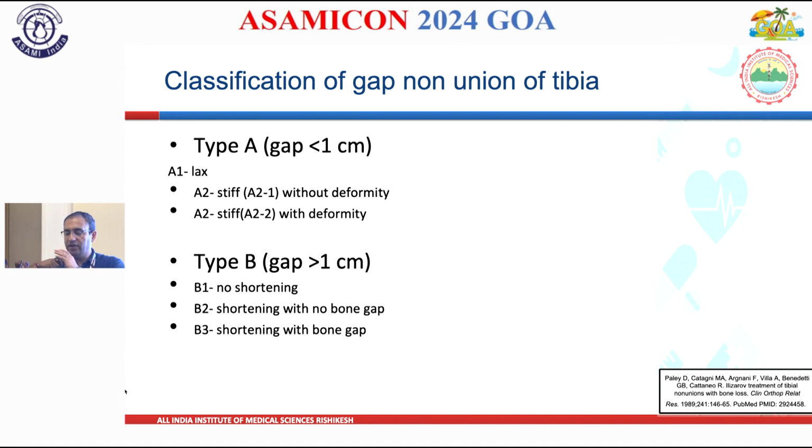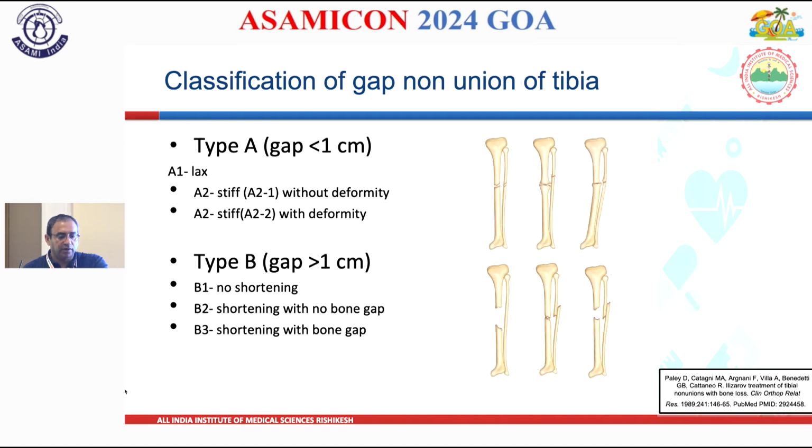So I'll be talking on type B fractures where the gap is more than 1 centimeter, and that is being divided into B1, B2, B3, that everybody knows about, where B2 and B3 correspond to the shortening with no bone gap or a bone gap, but in B1 there is no shortening and the fibular length is maintained. So this is the classification picture.